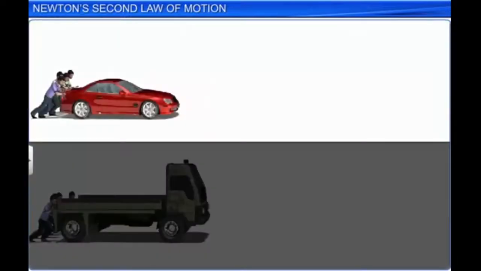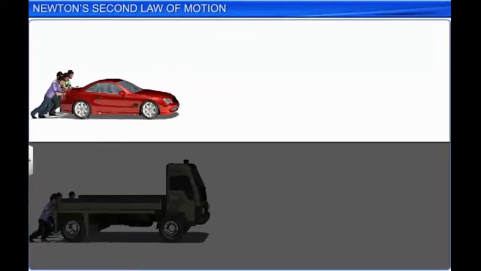Now, let us look at another example, where the body is at rest initially. That is, it has zero momentum, and by the application of a force for a certain time, it acquires some momentum. A small car is at rest.